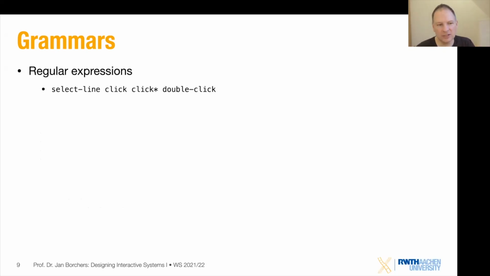But let's look at a couple more examples of grammars. Here's a regular expression. And you all know regex, right? So you know what the star, the asterisk, means: 0 or more occurrences of that token. So this is a regular expression that says there's a select line token, then a click token, then 0 or more click tokens, and then a double click token.